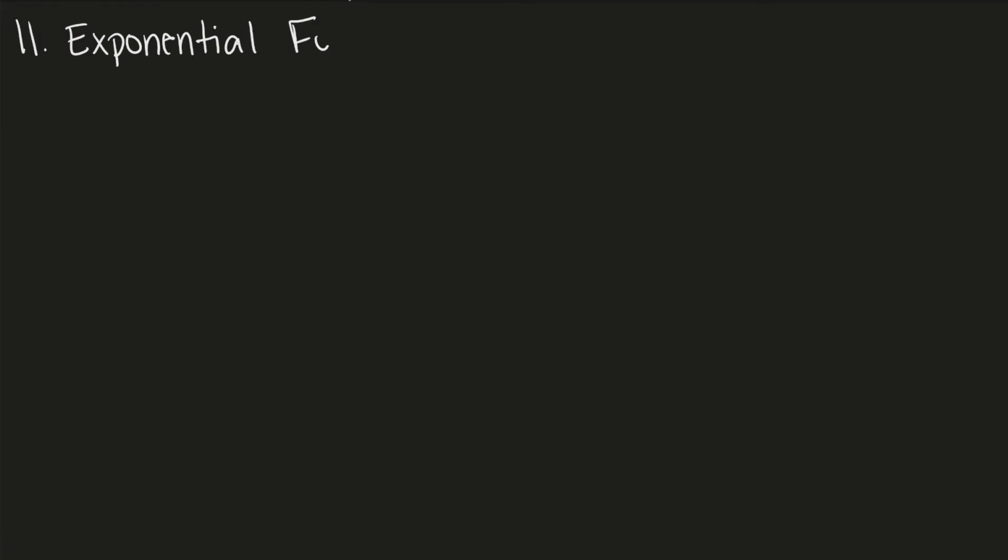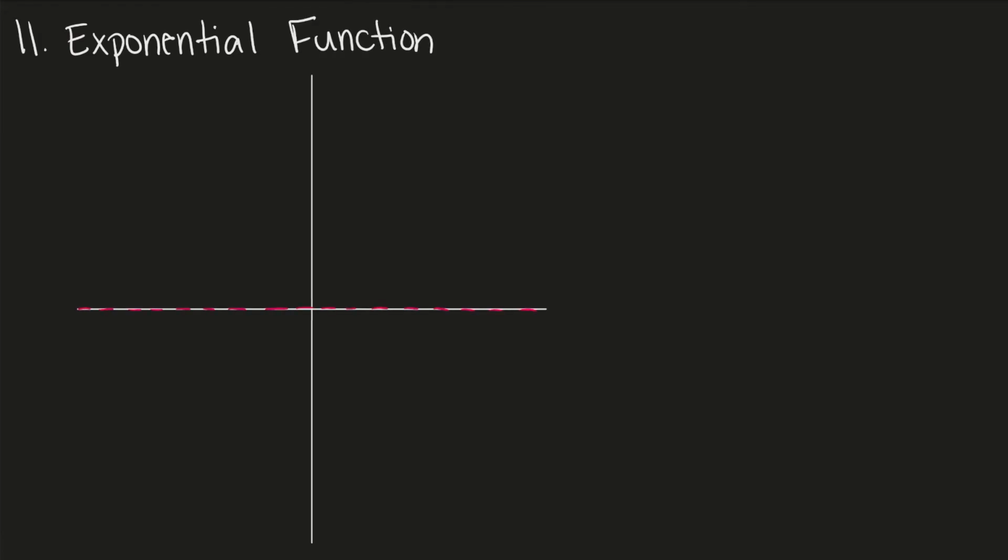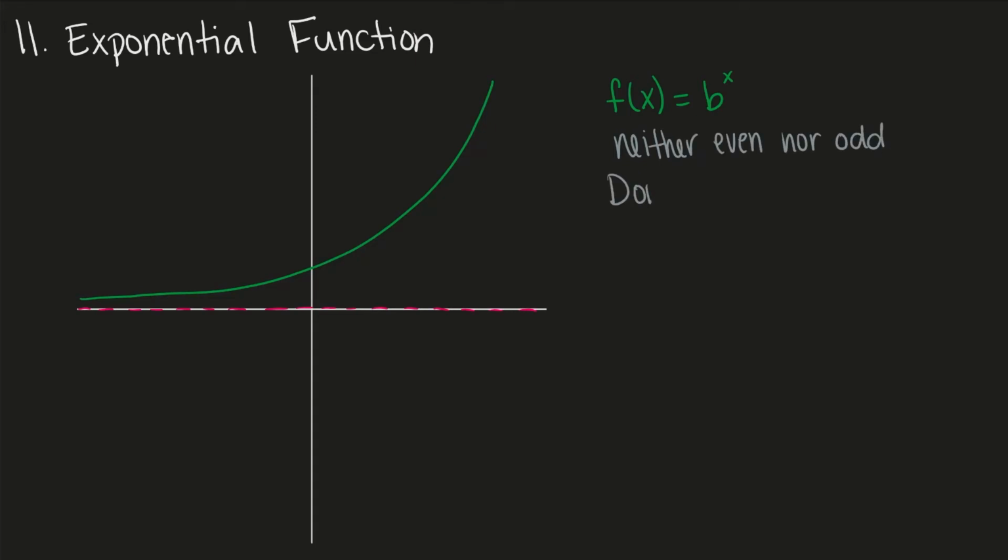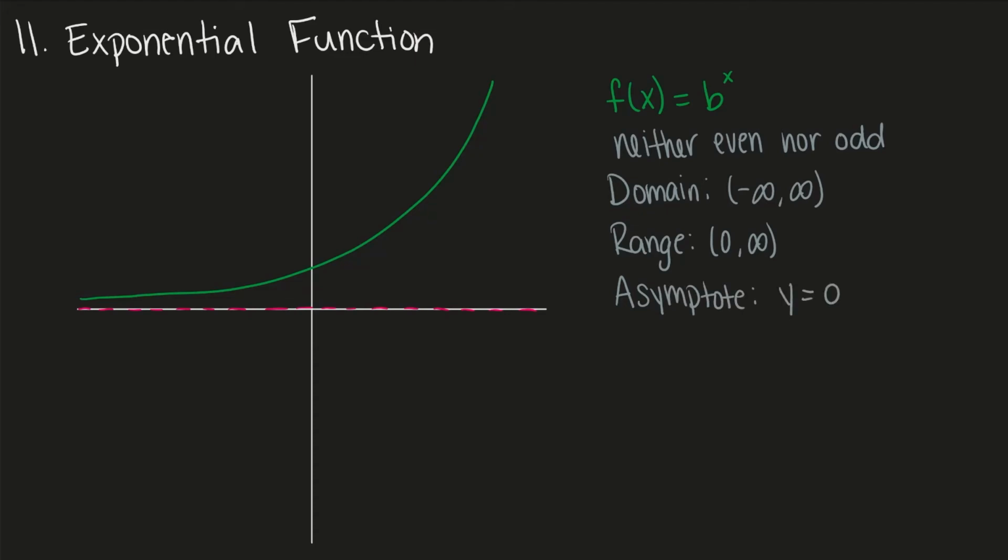Now we have our exponential function. F of x equals b to the x, where b is just some value, some number. This function is neither even nor odd. The domain is negative infinity to infinity, and our range is 0 to infinity, so we never have any negative numbers. It starts at 0, it goes all the way to infinity. We have one asymptote at y equals 0. For our end behavior, as x goes to infinity, y also goes to infinity, and as x goes to negative infinity, y goes to 0.